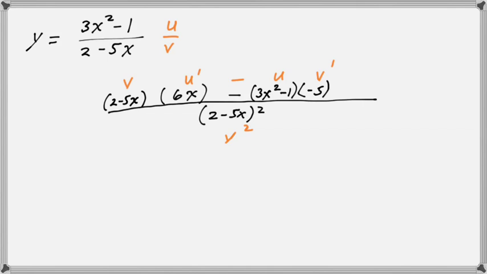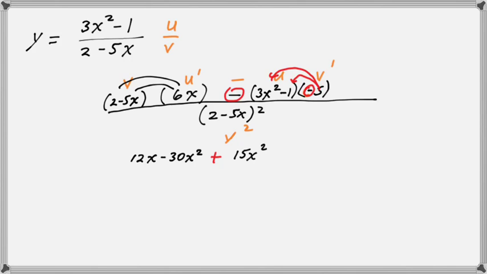Now we just need to clean it up. This would be 12x minus 30x squared. Are you okay if I take this negative and make it a plus? I hope you're okay with that. What would 5 times this be and 5 times 1? 5 times 3x squared would be 15x squared, and 5 times 1 would be 5.